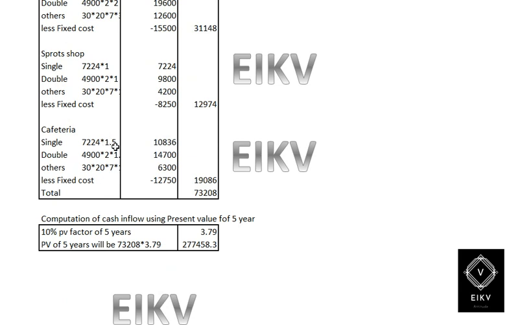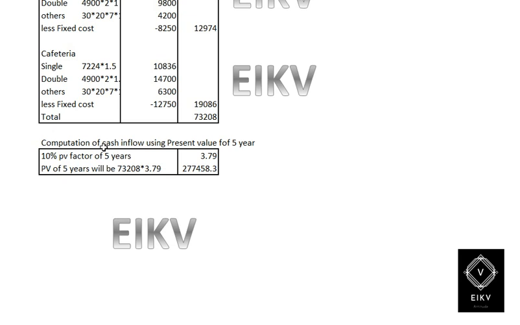Going ahead with the cafeteria: single room 7,224 multiplied by 1.5 gives you 10,836, and for double room 4,900 into 2 persons into 1.5 gives you 14,700. For other persons who visit the leisure center, 30 persons per day into 20 weeks into 7 days into 1.5 gives you 6,300. Less fixed cost 12,750 gives you a net income of 19,086. When we take the total of the net income, we get 73,208.